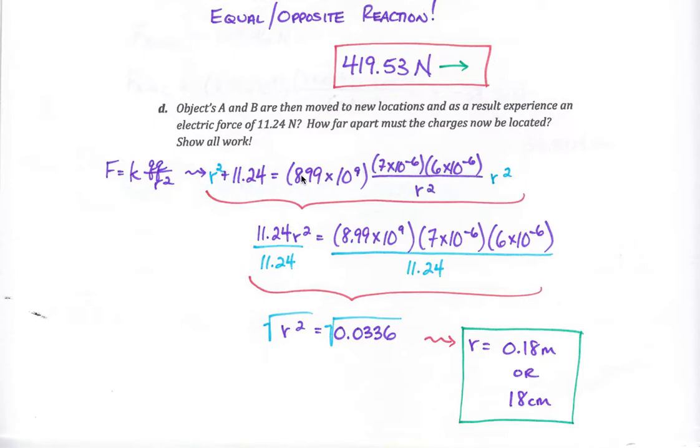The first step would be to multiply both sides by r squared. So I wound up with 11.24 r squared equals k times q1 times q2. I then divide both sides by 11.24, and I get r squared equals kq1q2 over my force. Now, plugging all this into your calculator should get you 0.0336, but that only equals r squared. Square root both sides, and you should find that the distance is 0.18 meters, or 18 centimeters.